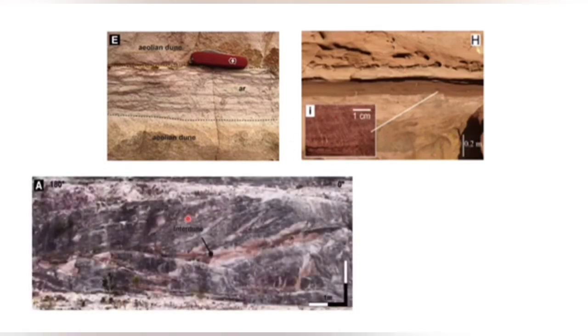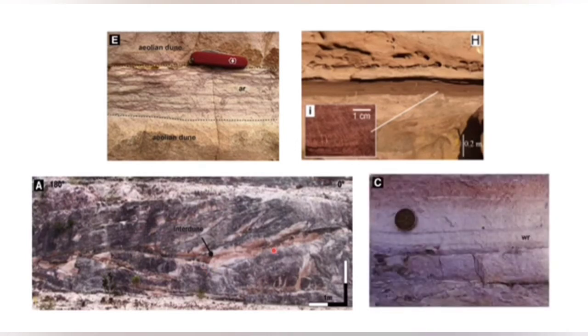Okay, so for the third picture, it shows the external geometry of interdune deposits. So you can see here, this was the interdune. Okay, as for the last picture, it shows the dry interdune with millimetric inversely graded horizontal lamination. Okay.